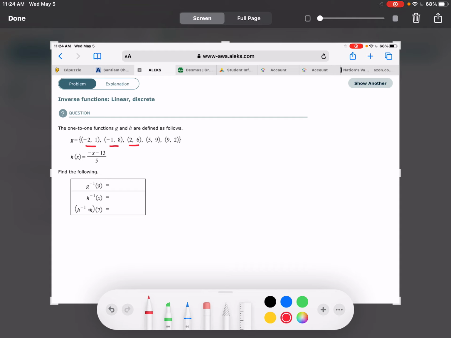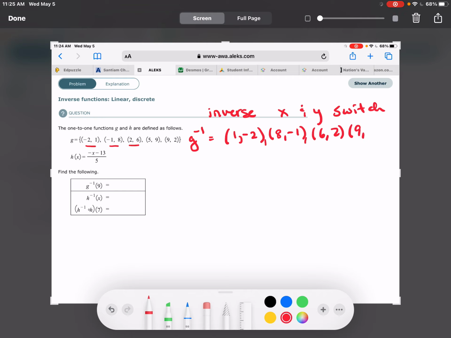If I want to talk about inverse functions, in an inverse function, the x and the y switch. So if I want to write the inverse function of g here, I'll use this little -1 to indicate an inverse, and I would just swap the numbers. So all the y's become x's, and all the x's become y's. Like that.